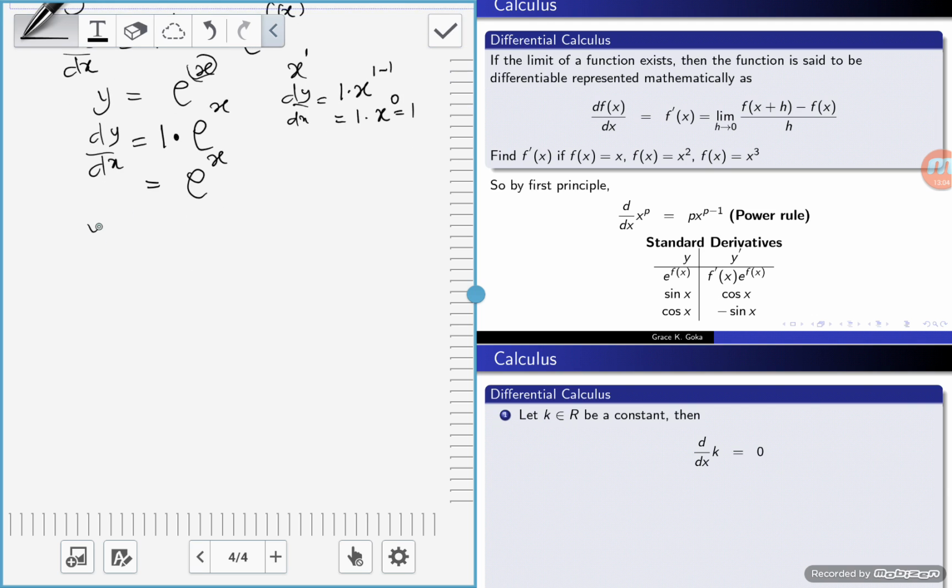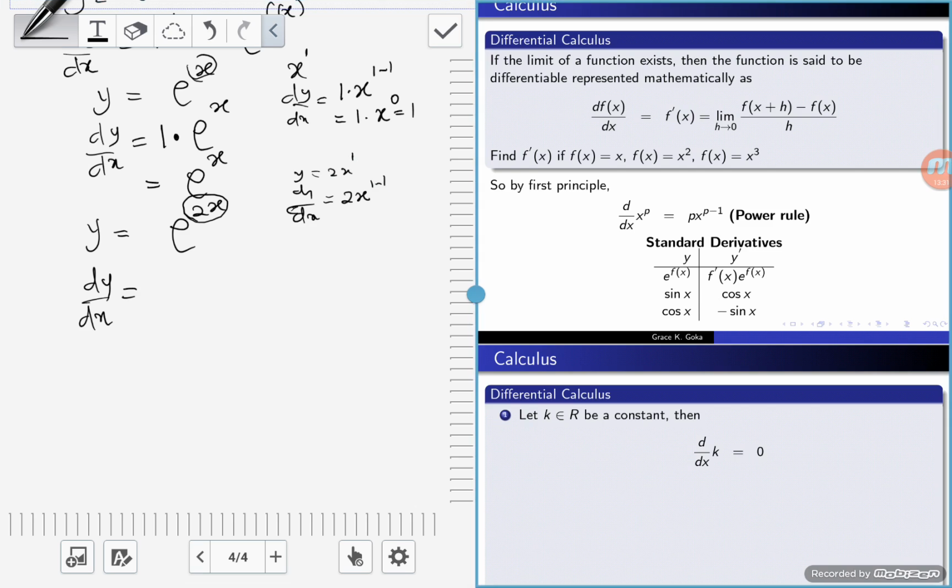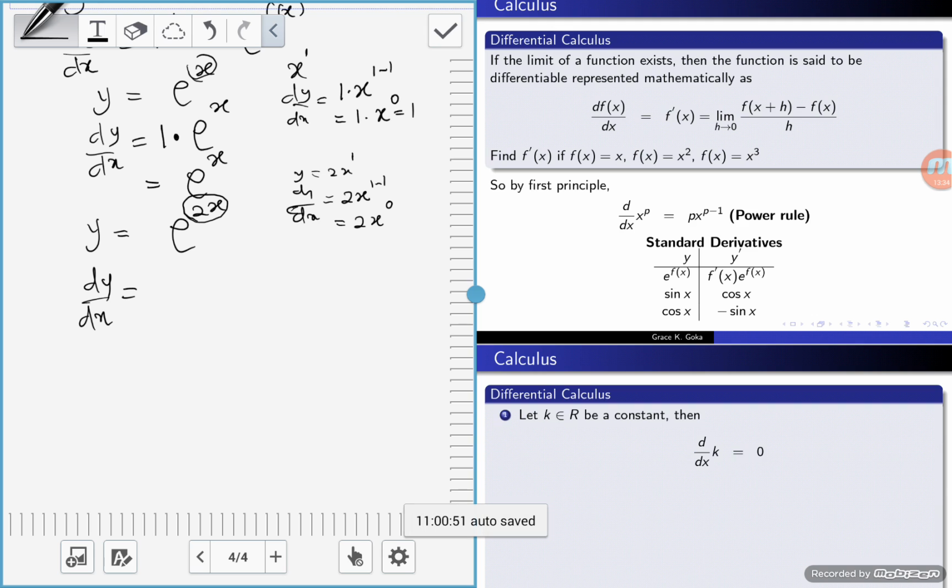Okay, another example, if I have y is equal to e to the power 2x, then dy/dx is equal to differentiating what is on top of the e. If you differentiate 2x, so y is equal to 2x, dy/dx is, there's a 1 here, so 1 times the 2x, so 2x, subtract 1 from 1, and this is equal to 2 times x to the power 0. x to the power 0 is 1, so 2 times 1, and this is equal to 2. So I have 2 times e to the power 2x.